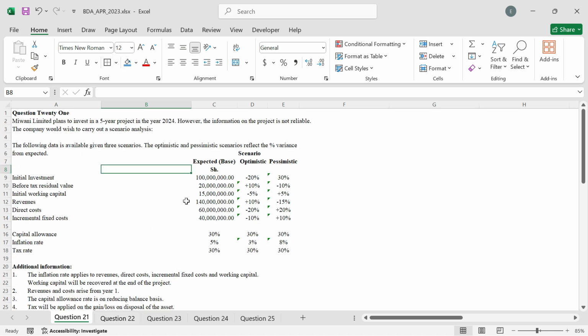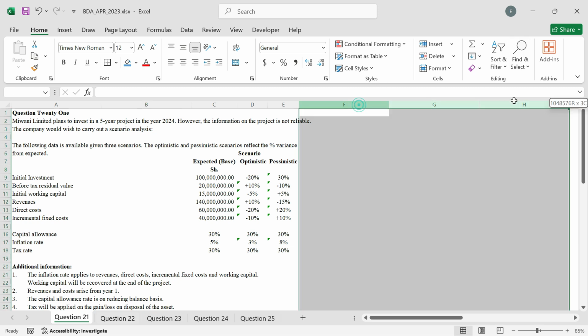The question says, Nuani Limited plans to invest in a 5-year project in the year 2024. However, the information on the project is not reliable. The company will wish to carry out a scenario analysis. The following data is available given three scenarios. The optimistic and pessimistic scenarios reflect the percentage variance from the expected.